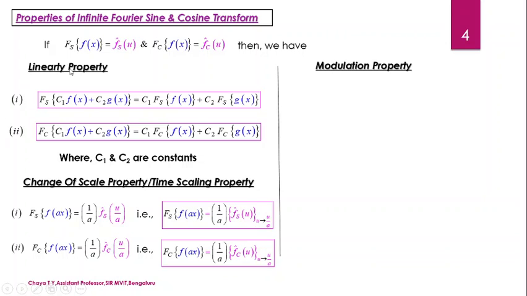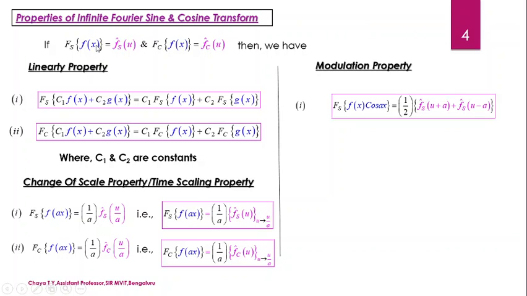Next, we are going to consider the next property. We call it the modulation property. So what is the modulation property? Observe. I know the Fourier sine and Fourier cosine transformation of a real valued function f of x. But while solving problems, I will need to write the Fourier sine and Fourier cosine transform of f of x times cos ax. That means the product of any real valued function with the cosine expression. Then it can be written as the average of the Fourier sine transform at u plus a and u minus a.